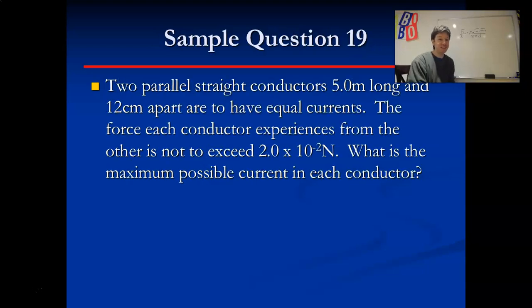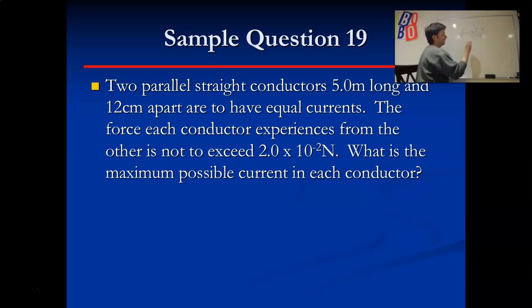All right. Now let's go back to that equation. We're going to do the third problem. Now the third problem says we have two parallel straight conductors 5 meters long, 12 centimeters apart, are to have equal currents. So I1 equals I2. So let's just call them I. And that'll give us I times I, which is I squared. For some reason, a lot of students write 2I. It's like, oh, what? No, I times I is I squared. The force each conductor experiences is here, 2 times 10 to the minus 2 newtons. What's the current in each conductor?